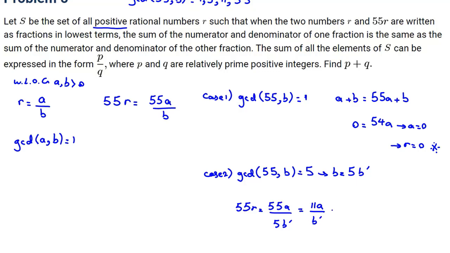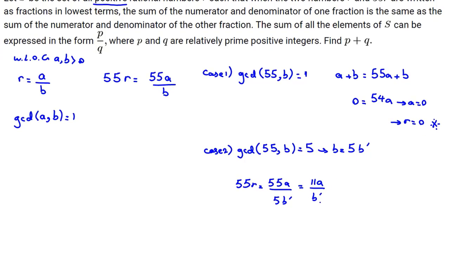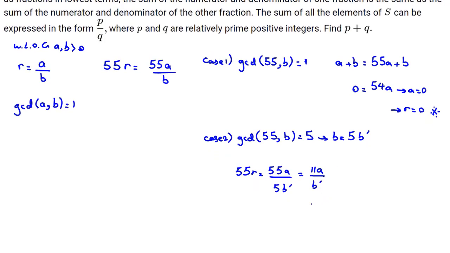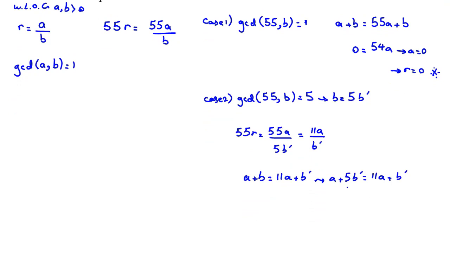So now it is in lowest terms, and B prime and A are relatively prime because B and A are relatively prime. So for R, it is A plus B. For 55R, it is 11A plus B prime. B was what? 5B prime. So A plus 5B prime equal to 11A plus B prime. Now if we simplify, 5B prime minus B prime is 4B prime, 11A minus A is 10A. If we divide by 2, 2B prime equal to 5A.